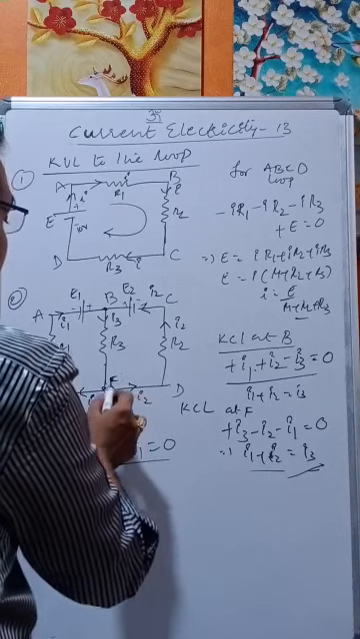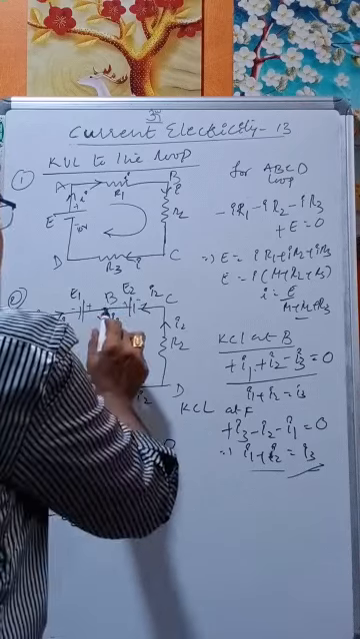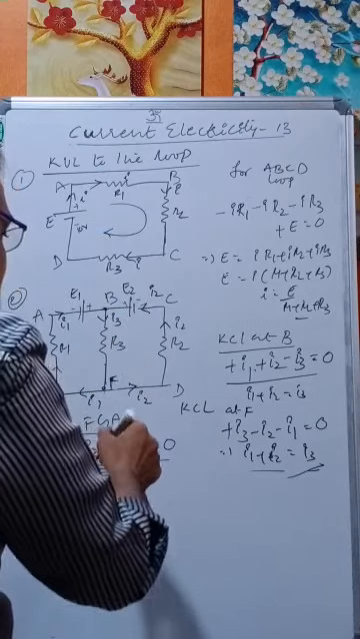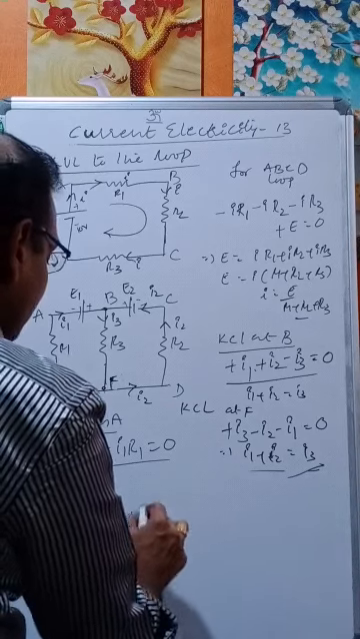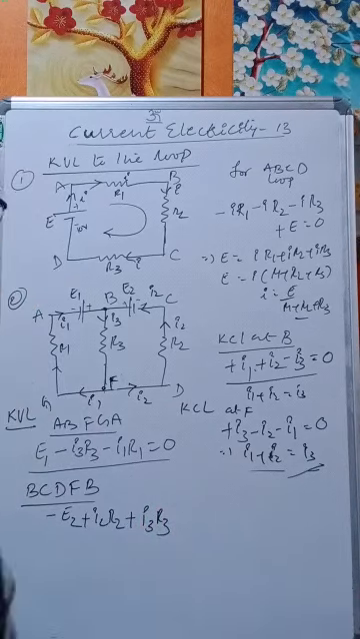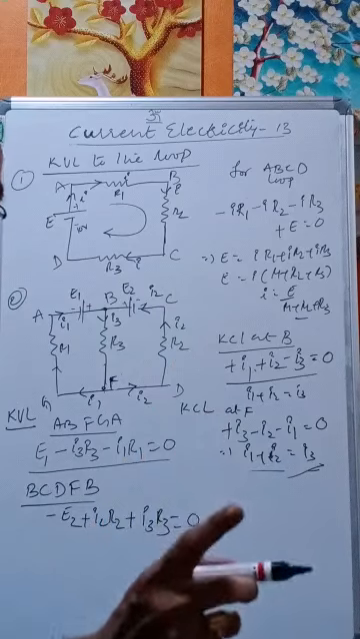Again we are moving D to F, with no resistor or EMF, and then from F to B. Here the current is in the opposite direction. Therefore, again the drop is positive: plus I3 R3 is equal to 0. I think you understood this one.